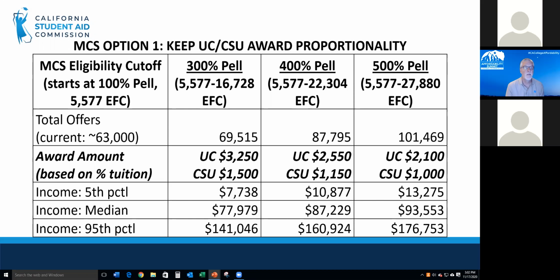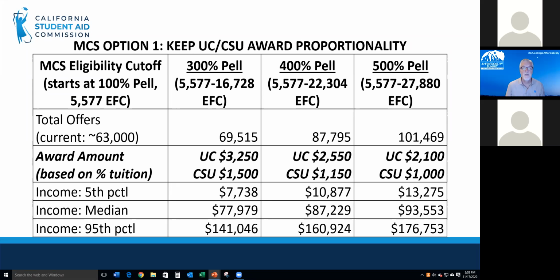I've put some theoretical upper boundary cutoffs on MCS. If you cut it off at 300% Pell, you add a few more MCS awards to it. The award amounts as a percentage of tuition go to 3250 and 1500. And I put here basically a bell curve of what these income cutoffs look like to show you, okay, we are dealing with students who are in the middle class.